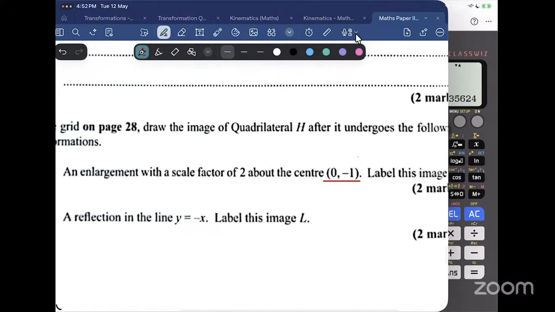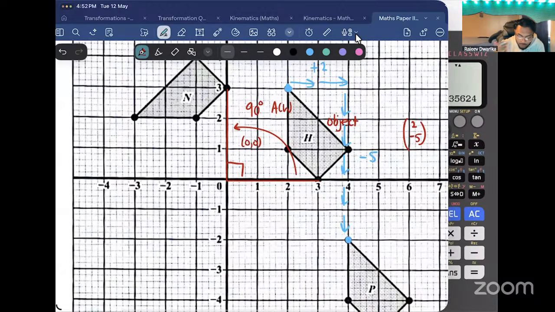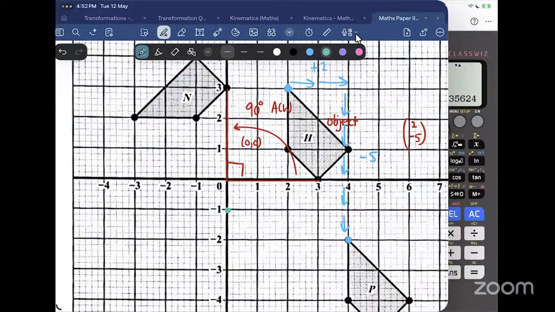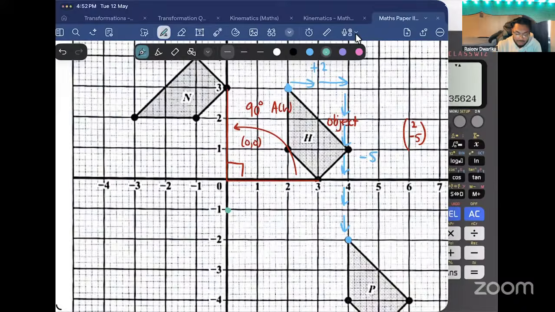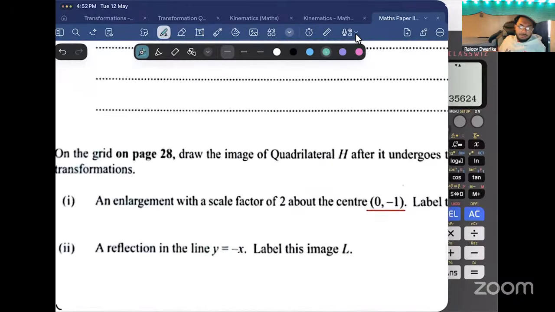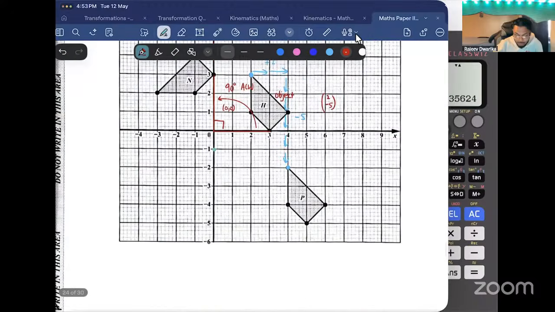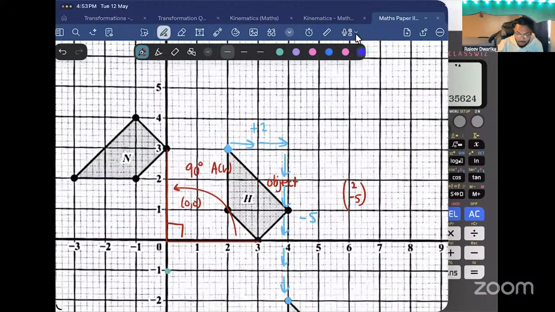So we want to figure out an enlargement with a scale factor about the center 0, -1. You see that 0, -1? I'm going to mark that on. Where would 0, -1 be? Right here, that'll be over here. So this is my center of enlargement, correct? And we want to enlarge it by a scale factor of 2. So we want to make it 2 times bigger.